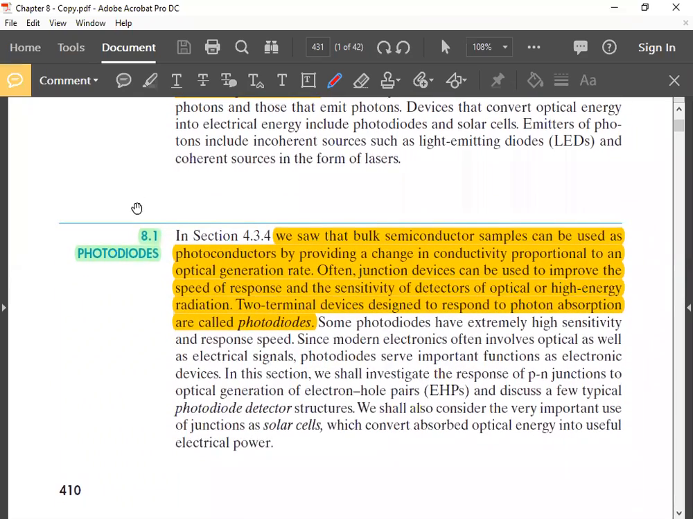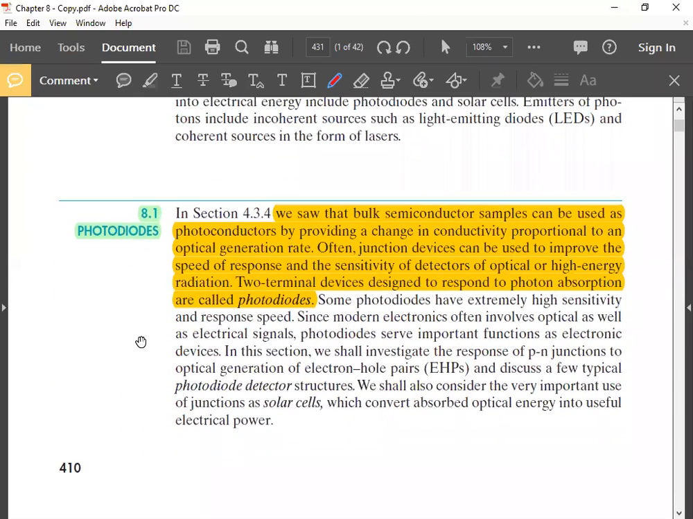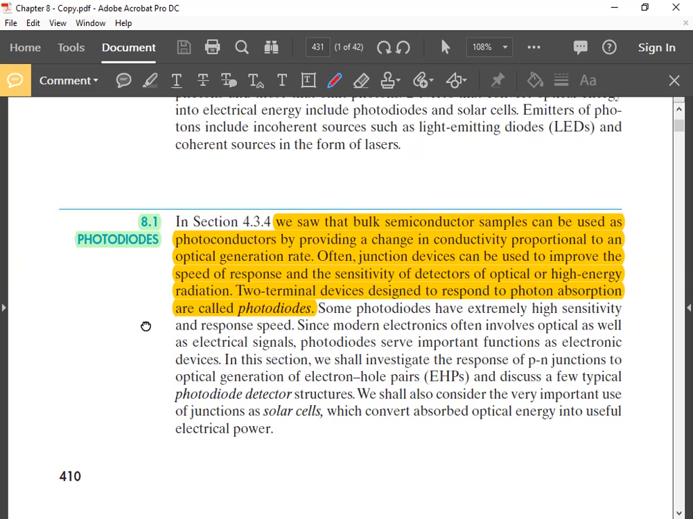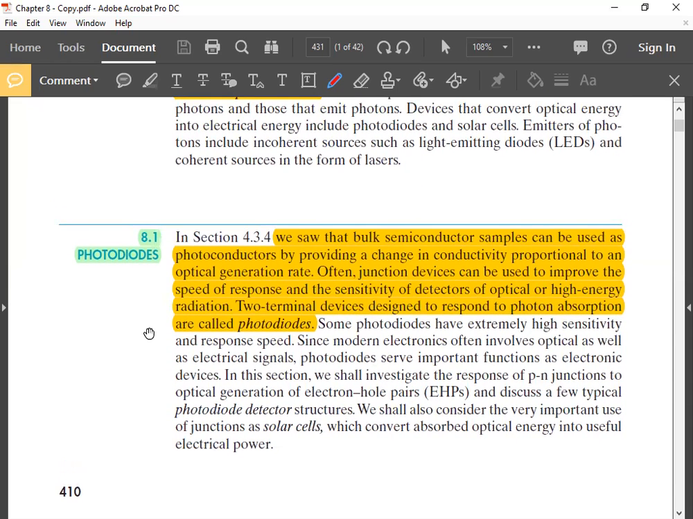We'll start with a general discussion. A photodiode is nothing but a diode which interacts with photons. So we saw that the bulk semiconductor samples can be used as photoconductors by providing a change in photoconductivity proportional to the optical generation rate, which I discussed before. Often, junction devices can be used to improve the speed of response and sensitivity of the detectors of optical or high energy radiation. So junction devices means PN junction.